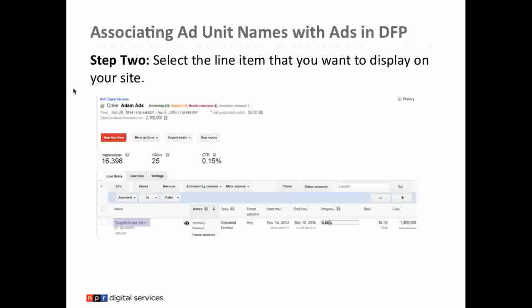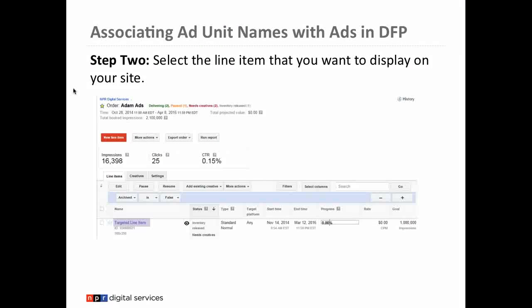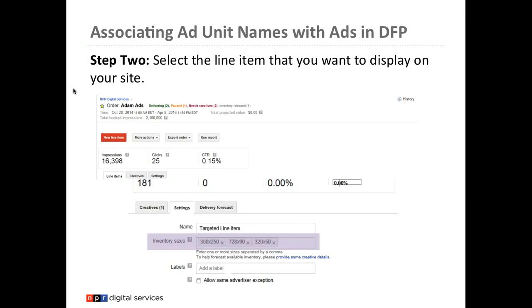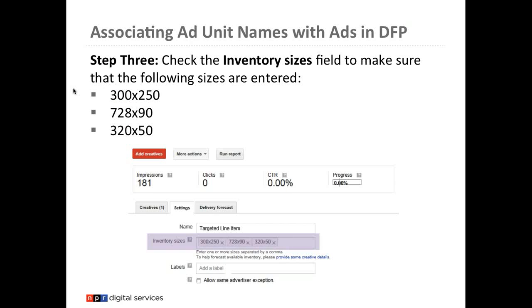In order to associate your ad unit names with your ads in DFP, you're going to want to follow these next steps. You're going to log into your DFP account and go to your Orders tab. On your Orders tab, you're going to click on the name of the order with the ad that you want to display on your responsive site. So you want to choose a delivering ad. Next, you're going to go to your actual line item. So you're going to have to do this for each line item that you would like to show up on your responsive site.